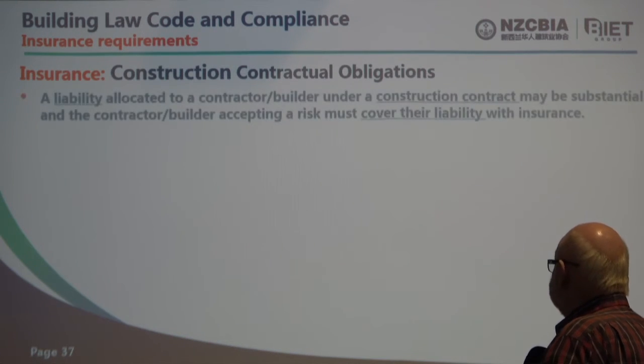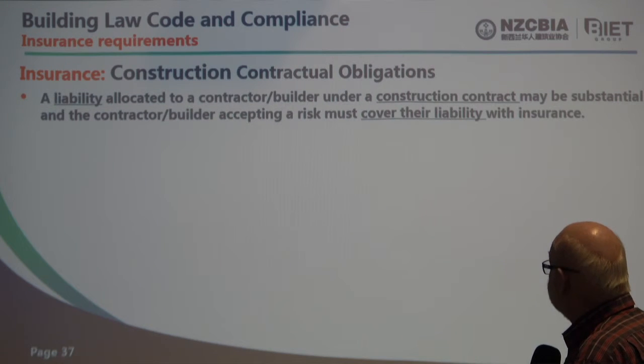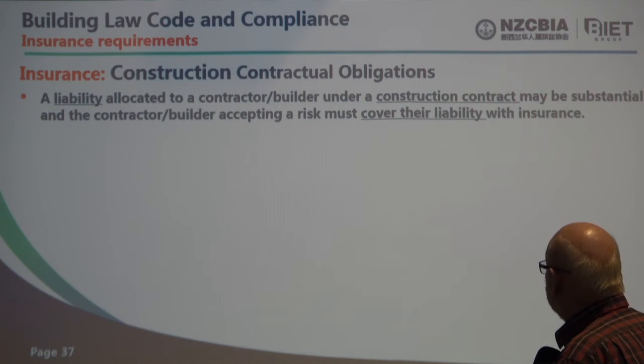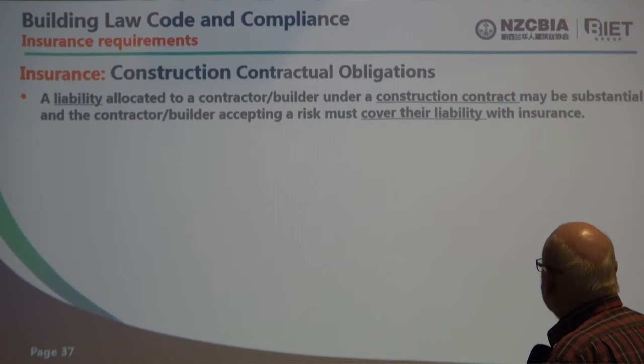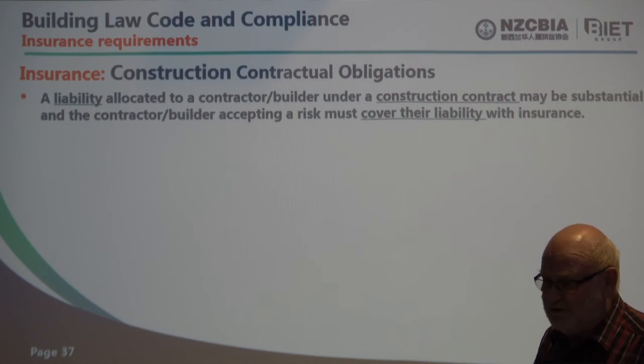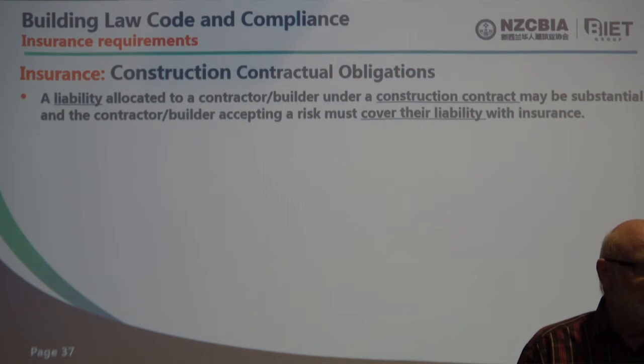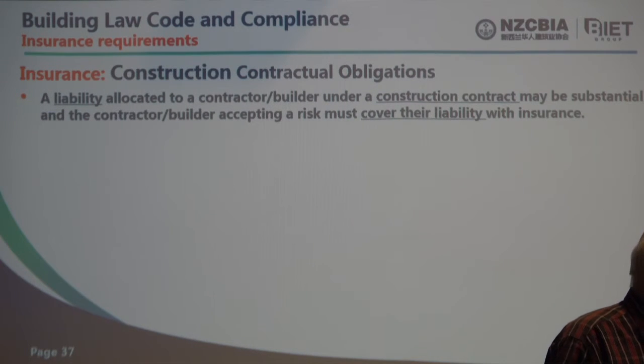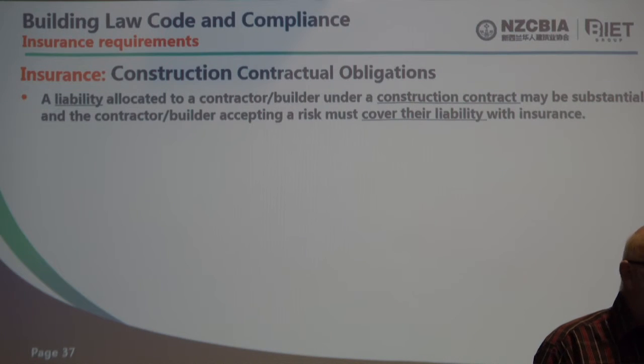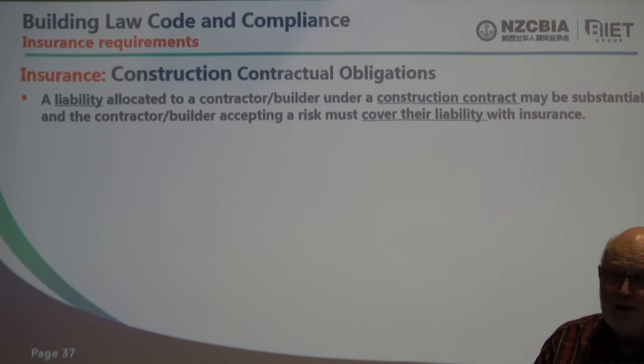Contractual obligations. So there's a liability allocated to the contractor under the construction contract. And it may be substantial. The builder is accepting the risk and must cover their liability with insurance. So you're taking on this project, you cover your liability to finish that project through insurance. The owner wants the building. That's all they want. And so that's your liability as the contractor. I have agreed, you have agreed to build this house for me. So that's the liability.